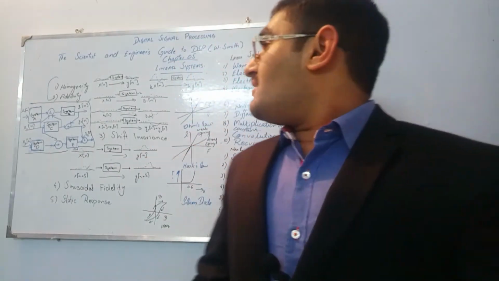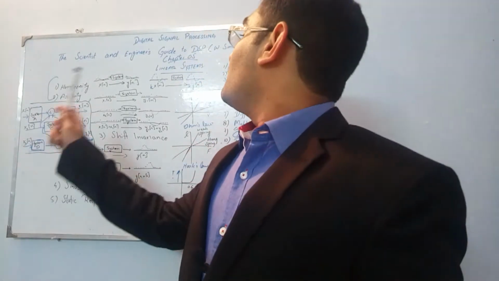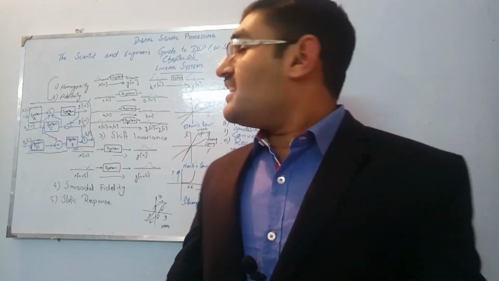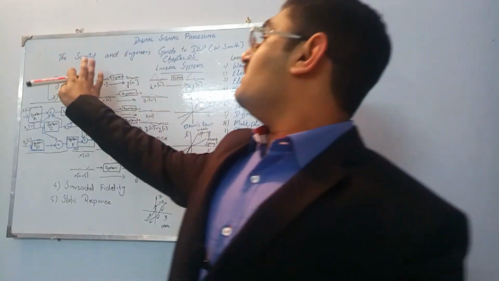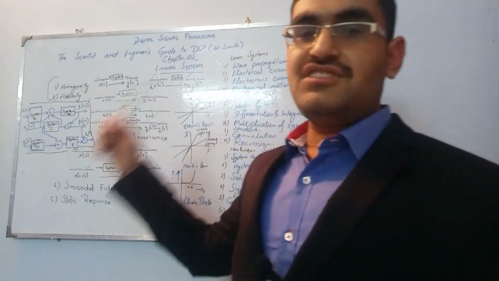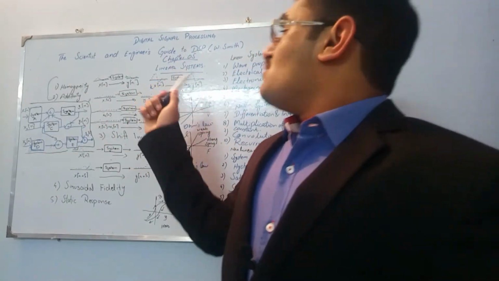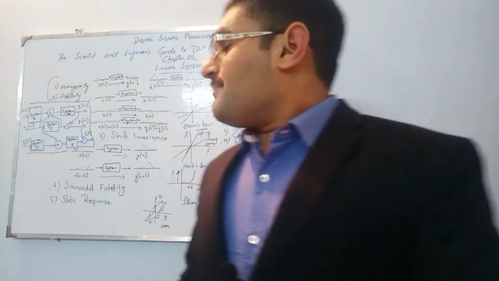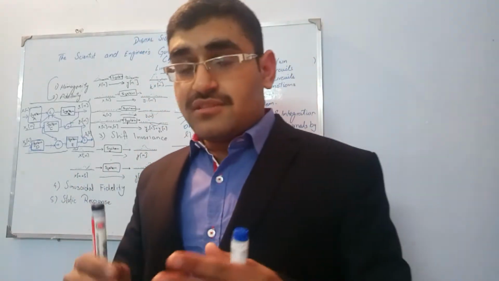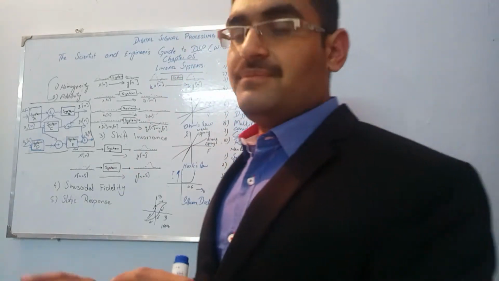Welcome to the lecture. Today I am going to discuss chapter 5, that is linear systems, of the book The Scientist and Engineer's Guide to Digital Signal Processing by Smith. So what are linear systems? Linear systems are those systems which follow the superposition theorem.